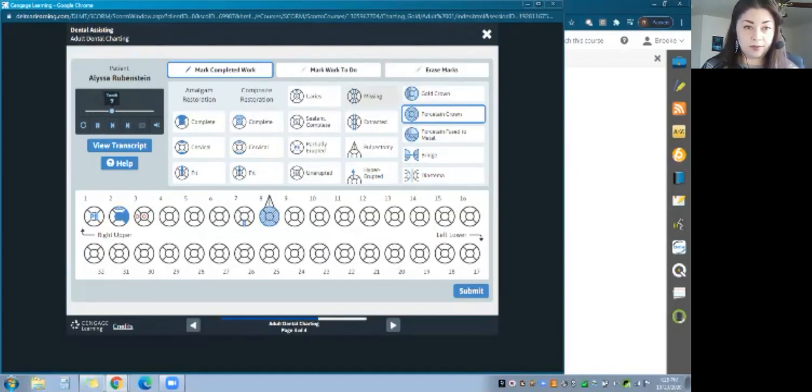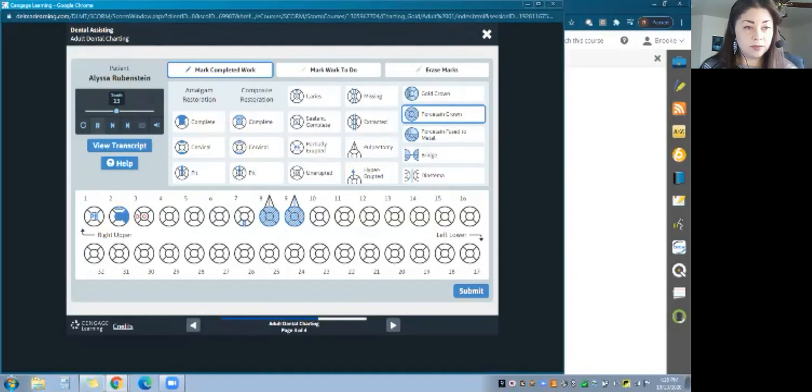Same for number 9. Has had a root canal and a porcelain crown. Numbers 10 through 12 are okay. Good. Numbers 10 through 12 are fine.